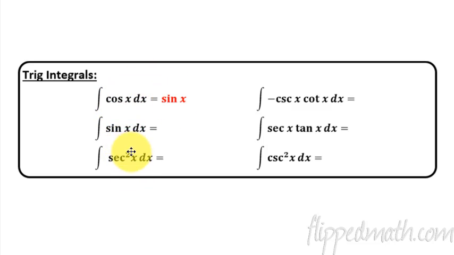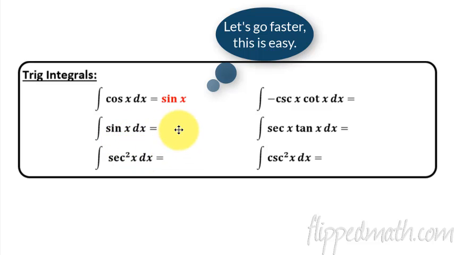So let's do, how about this one? What would I have to take the derivative of in order to get the answer of sine? It would be negative cosine. If you had negative cosine and took its derivative, you'd get sine. So you can see here how these are related.